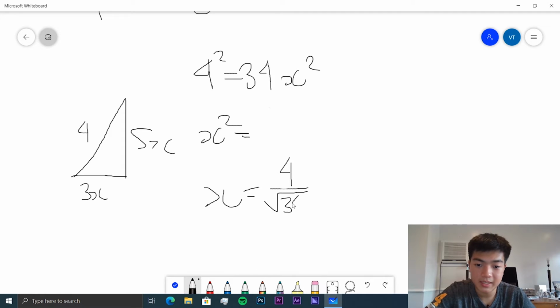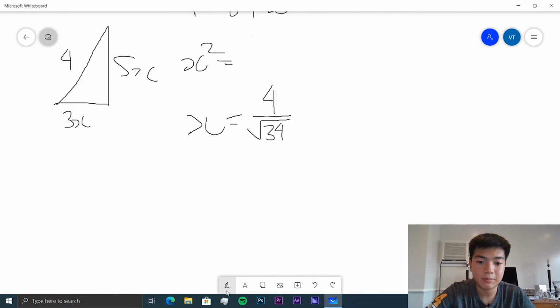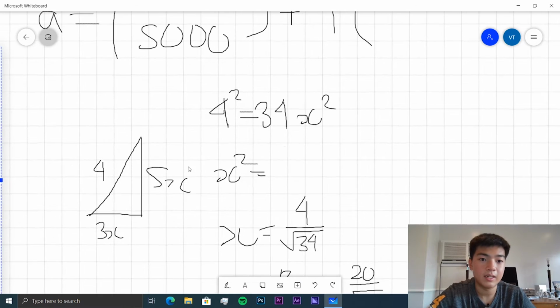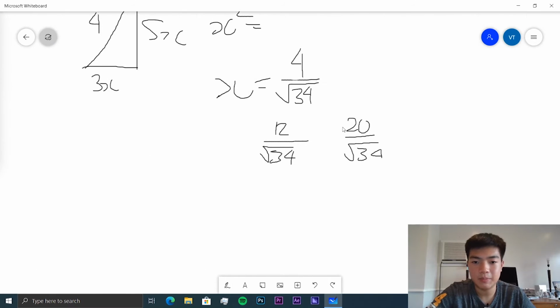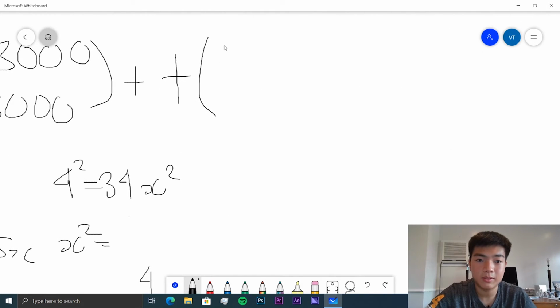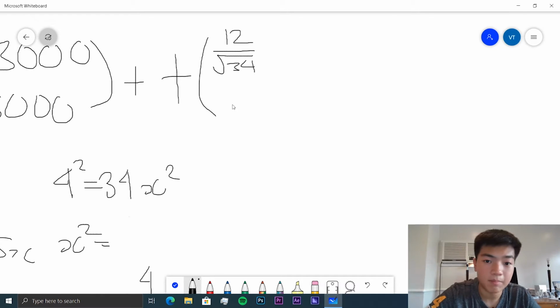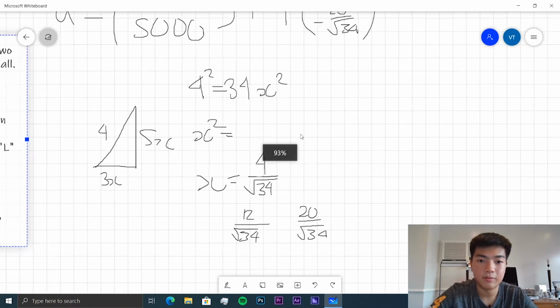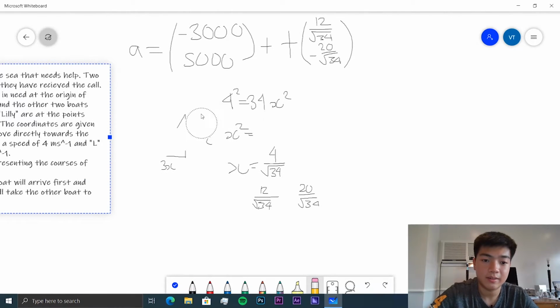So we can plug this in: it's moving horizontally at a speed of 12 over square root 34, since it's 3 times that, and vertically at a speed of 20 over square root 34. Actually, it's above the x-axis, so this will be negative. So this will be 12 over square root 34, and then minus 20 over square root 34. This is the vector equation for the movement of Adrienne.